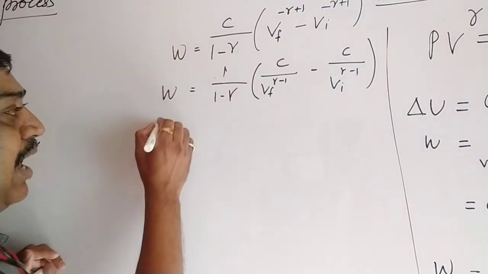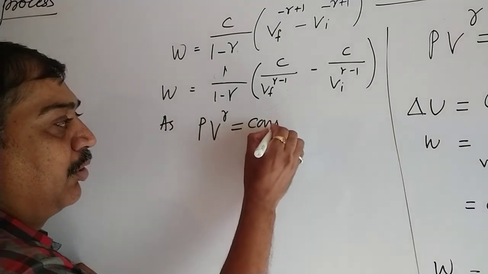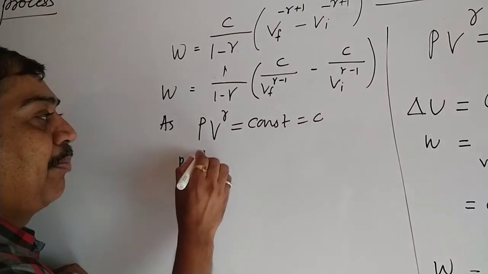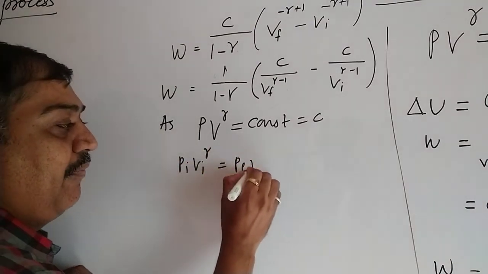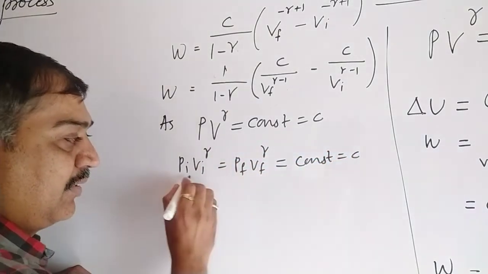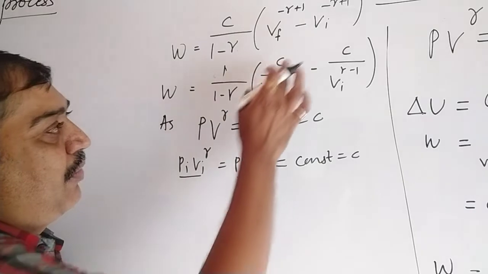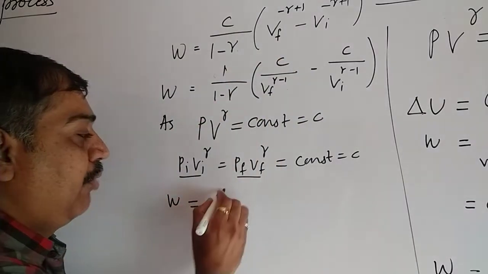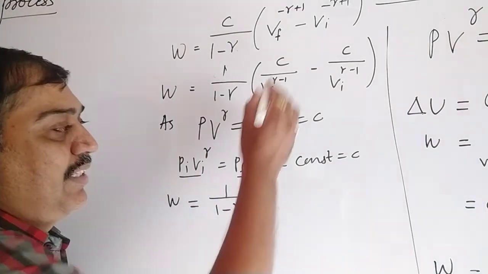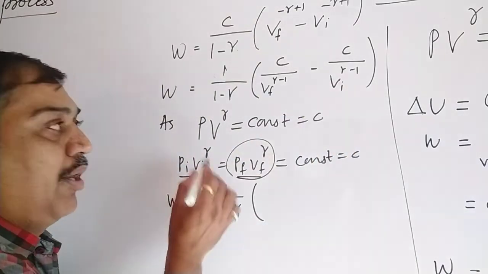So we can write here P into V to the power gamma is equal to a constant, that is equal to C. So we can write Pi Vi to the power gamma equal to Pf Vf to the power gamma equal to a constant, that is equal to C. See, i and f are only the initial and final coordinates. Put this value in this, rewrite. So we can write W equal to 1 divided by 1 minus gamma. Inside the bracket, C is what? Here it is f, so put the value of f here. Here it is i, put the value of i there.